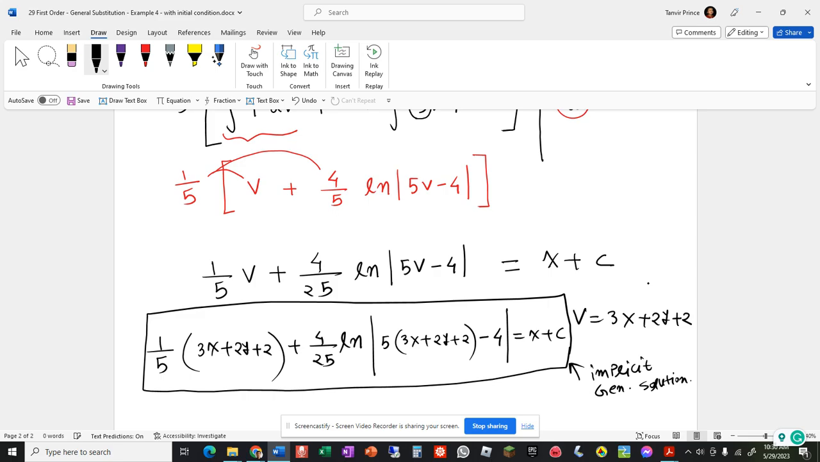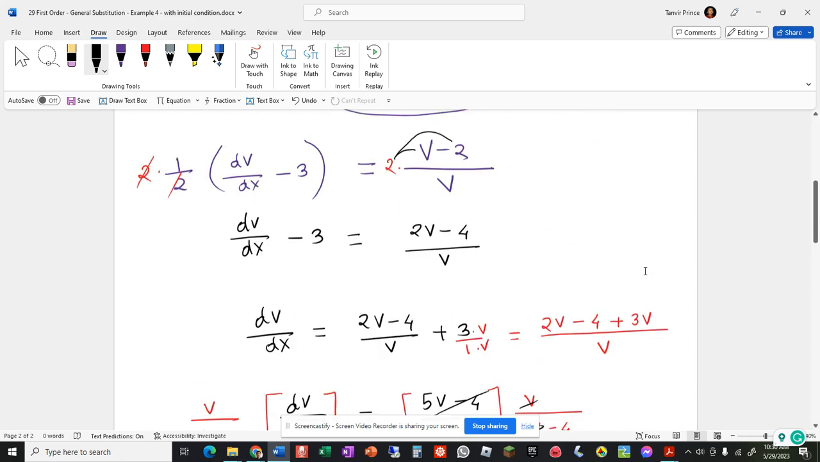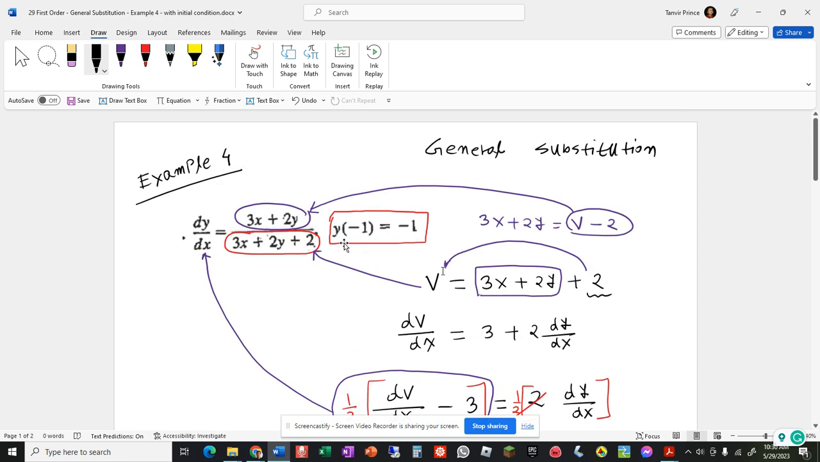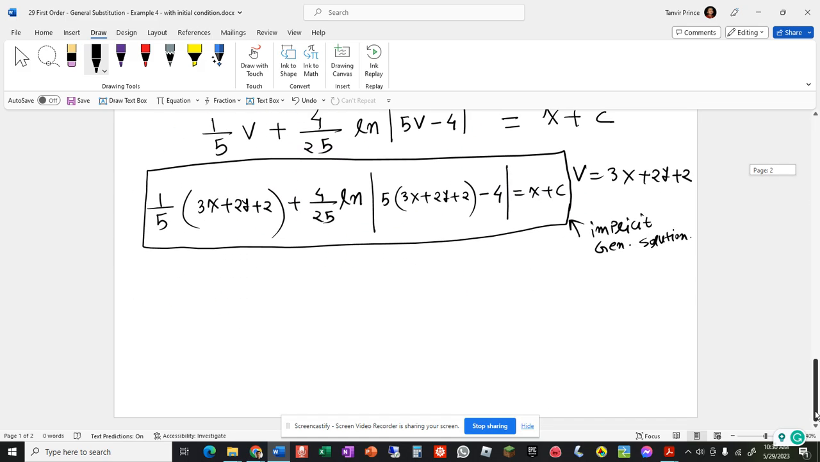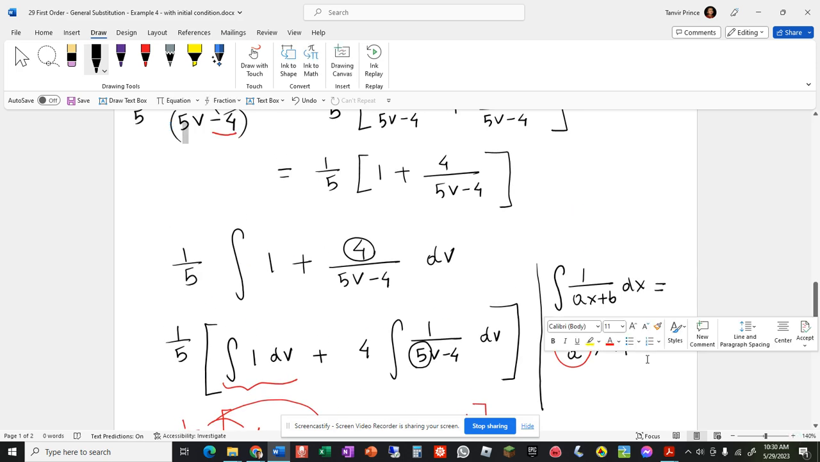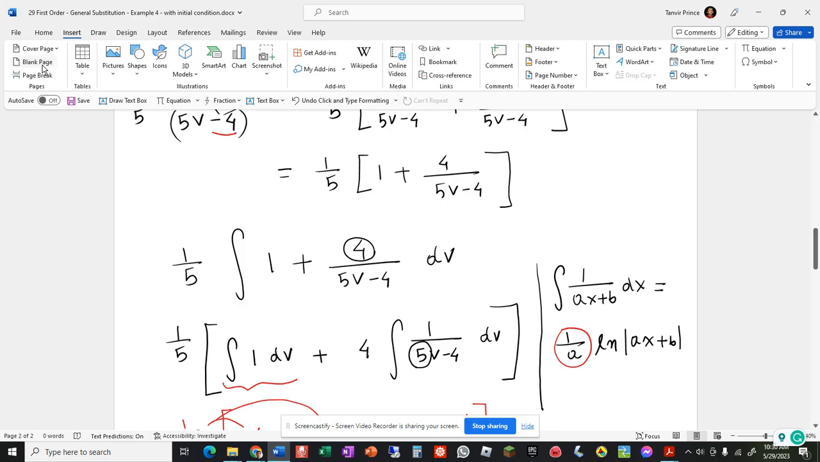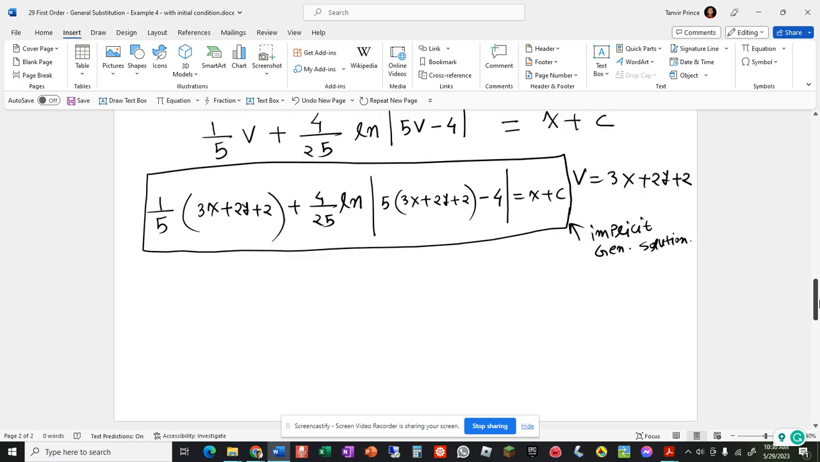But now we have an initial condition. So let's look at the initial condition. My initial condition is y of -1 is -1. So now I have to substitute the initial condition, right? So let me actually insert a paper. Okay, so let's do that. My initial condition is y of -1 is -1. So this means that when x is -1, y is -1. Or as a geometric point, the graph has to go through the point -1, -1.